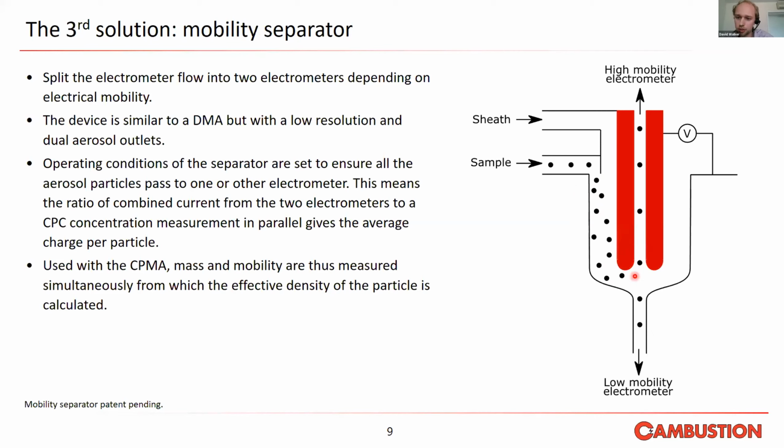And by the time they get to the bottom, there's no longer an electric field pulling them across onto the wall. So they just sit in the flow and drift out to the electrometer. So the losses, there aren't any losses. The very, very small particles, the Brownian motion doesn't dominate to cause them to pass over the sheath flow and hit the wall? No, they don't. Brownian motion isn't significant for these size particles in this analyzer.